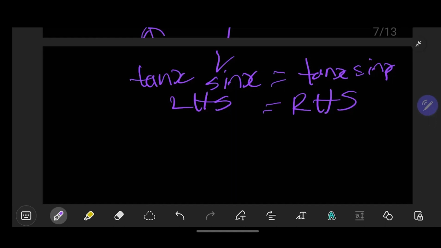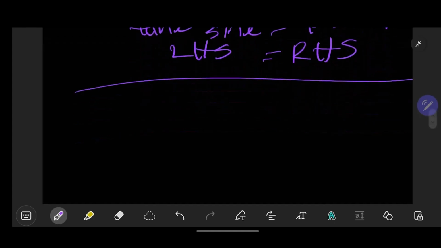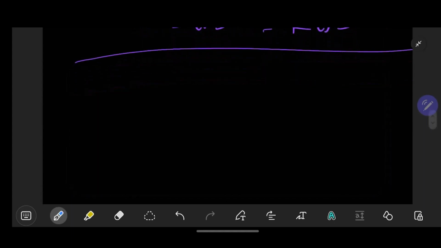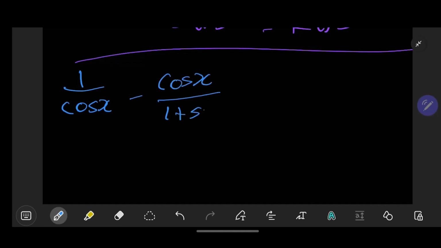Let's do 2 more for this video. Let me choose another one. Let's use this color. So let's say I have 1 over cos of x minus cos of x over 1 plus sine of x. I need to show that that's equal to tan of x.